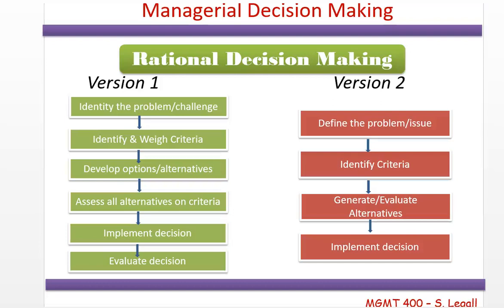So we're back again. We were discussing in the video before that the rational decision-making process, at least the version we're going to use, is going to be 4 steps. And we're using version 2, which is define the problem and issue, identify criteria, generate and evaluate alternatives, and implement the decision.